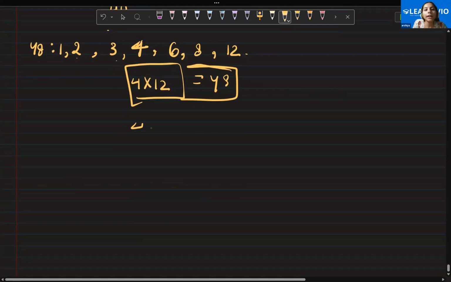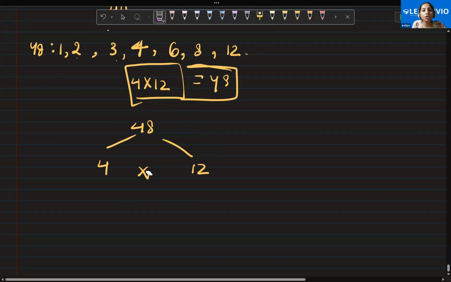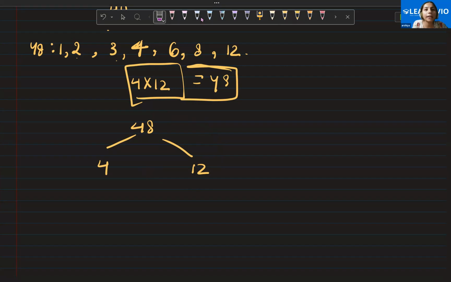So we have 48. Now we are not going to use that division column. We'll just make two arrows. And what do these arrows mean? I'm writing 4 and 12. So this means when I multiply 4 and 12, I'll get 48. But you don't have to draw all this. You just write 4 and 12 like this. Now, Humaira, what we are going to do is prime factorize these numbers.